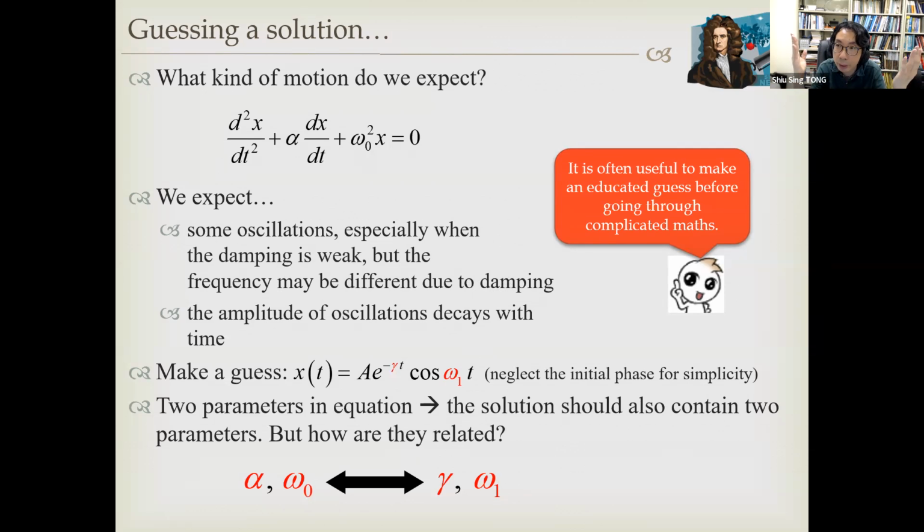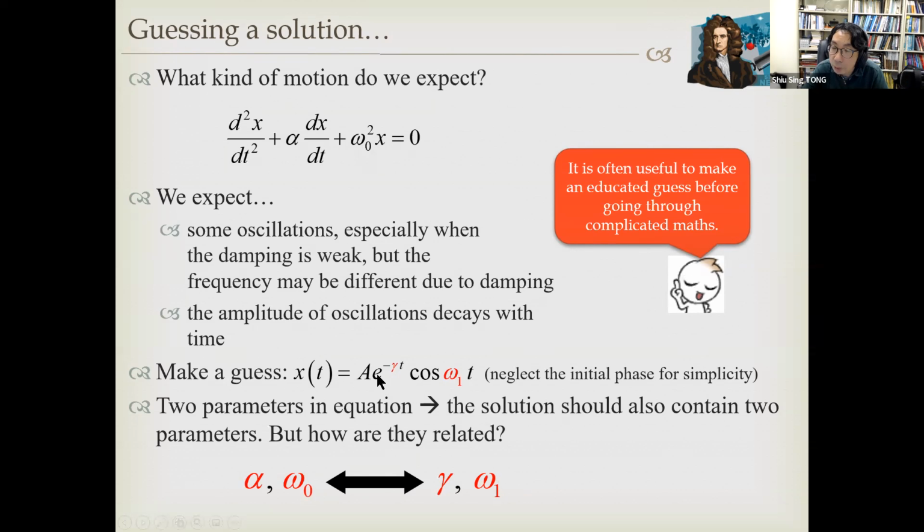So let's guess a solution. We expect some oscillation, so we have a cosine term with a frequency omega 1. Notice that this frequency, we label it omega 1, which is different from omega 0, which means that with damping, the new frequency may not be the same as the old frequency. Damping may affect the frequency. That is what we suppose. Let's assume in general we have omega 1 instead of omega 0. So when the system is damped by the external force, the frequency does change.